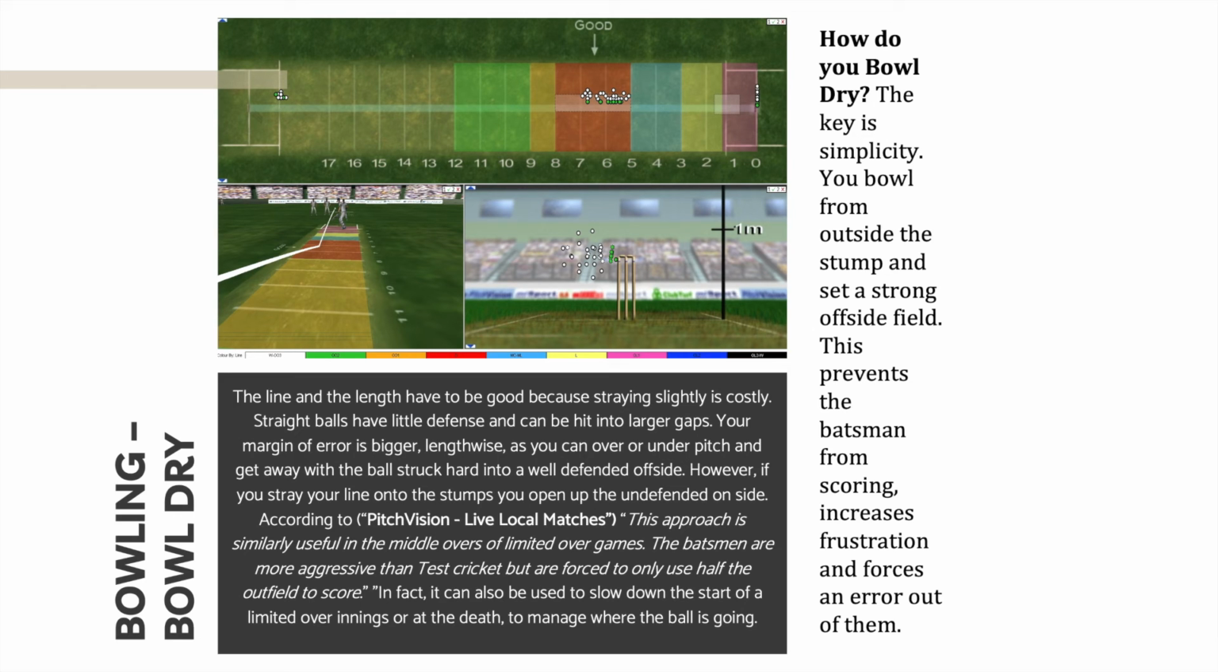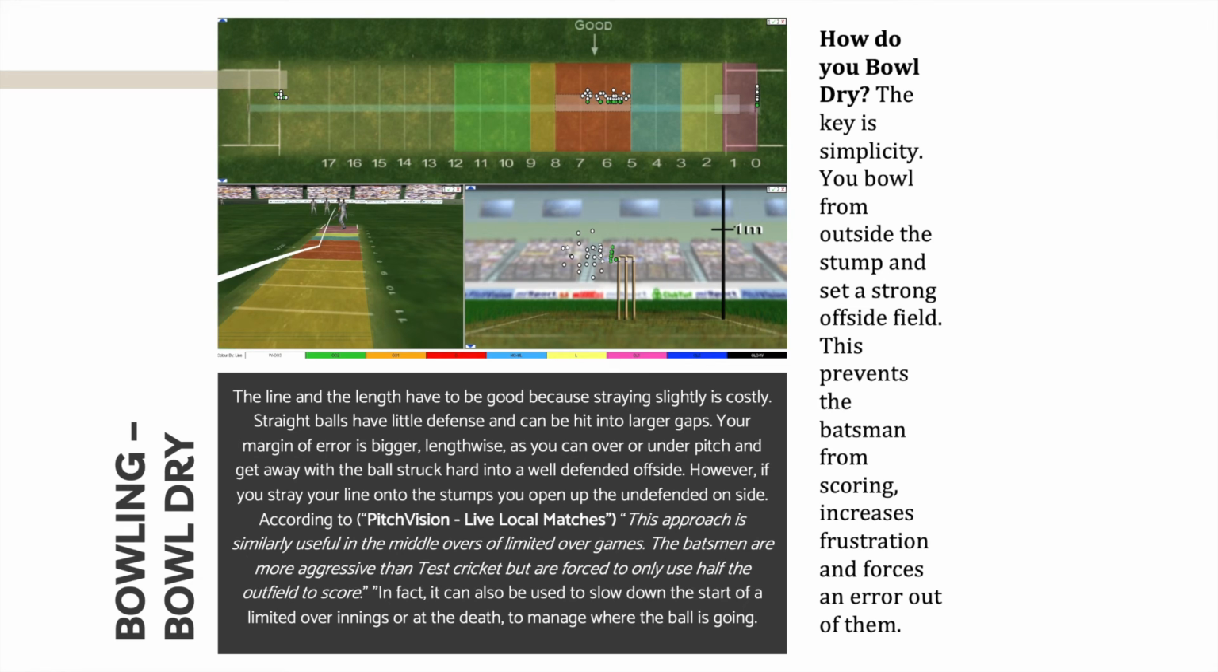Straight balls have little defense and can be hit into larger gaps. Your margin of error is bigger lengthwise, as you can over or under pitch and get away with the ball struck hard into a well-defended off area. However, if you stray your line onto the stumps, you open up the undefended onside.